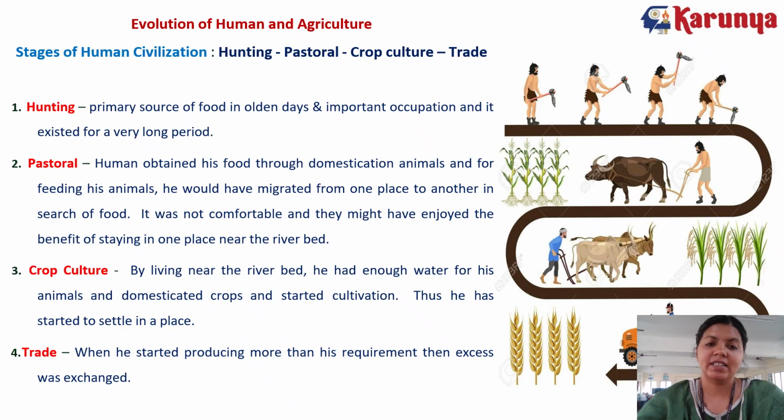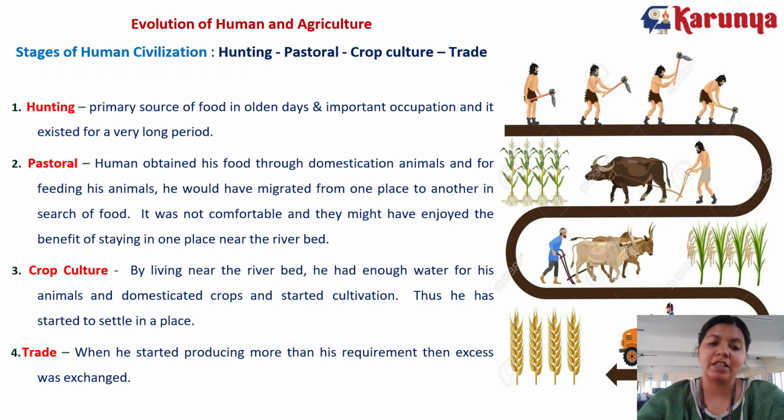So, now let us see the evolution of agriculture. Agriculture did not start suddenly. It developed slowly with the evolution of human life, and human civilization also passed through different stages. First we started at the hunting stage. In early days humans depended on hunting animals and collecting wild plants for food. This was the primary source of food, and the people moved from place to place during this time.